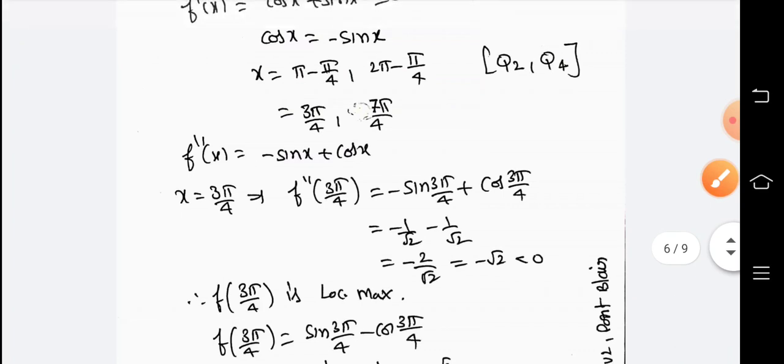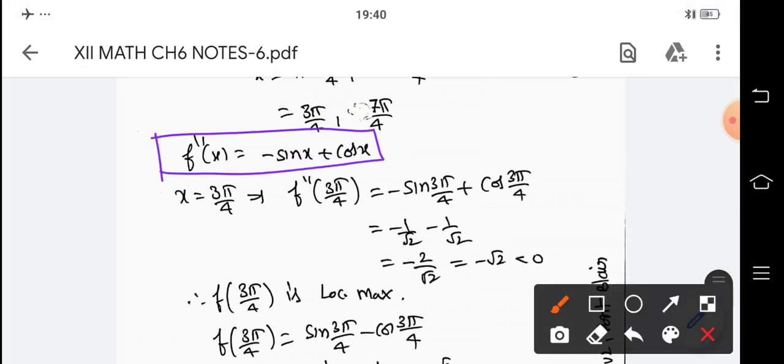Now let us go for the second derivative test. F double dash of x. Where is f dash of x? Look at that first.